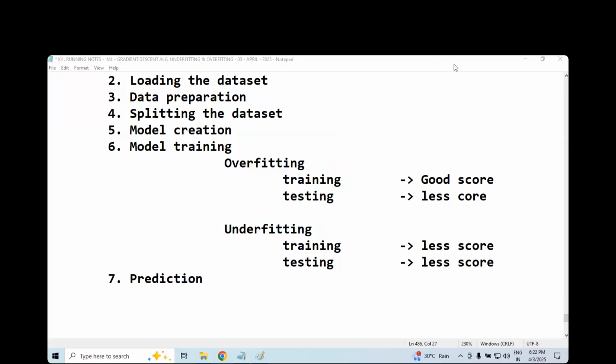Yes, sir. Overfitting is doing overaction actually. Let me drink water. Sir, you are not scolding me, right? Just I'm asking. Just kidding, sir.